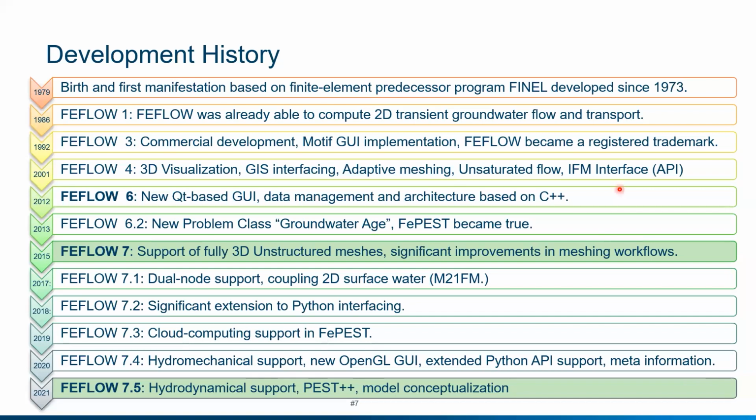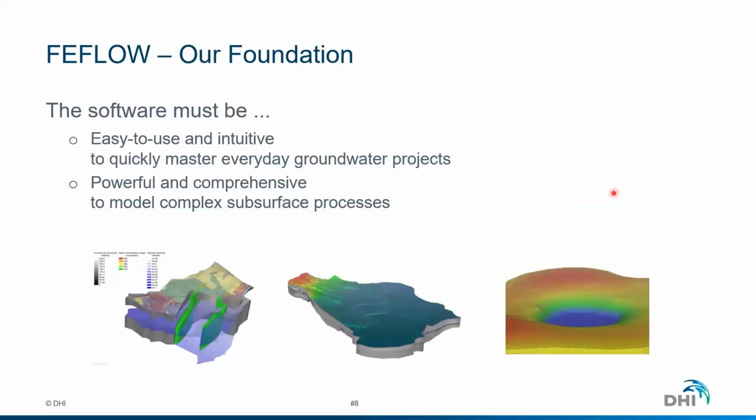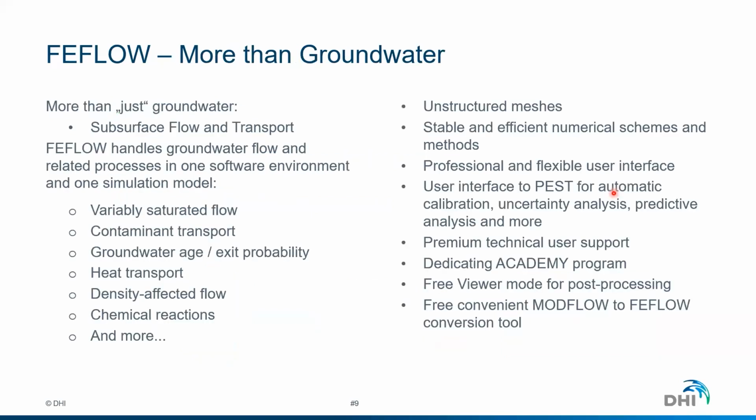The software is continuously being developed by DHI, so later this November we will have the release of FEFLOW A1, which, by the way, is bringing a lot of features related to geothermal modeling. FEFLOW is easy to use and intuitive, but at the same time can model very complex subsurface processes. You can build a box model in a couple of minutes, but you can also build a regional model of several square kilometers for your geothermal projects.